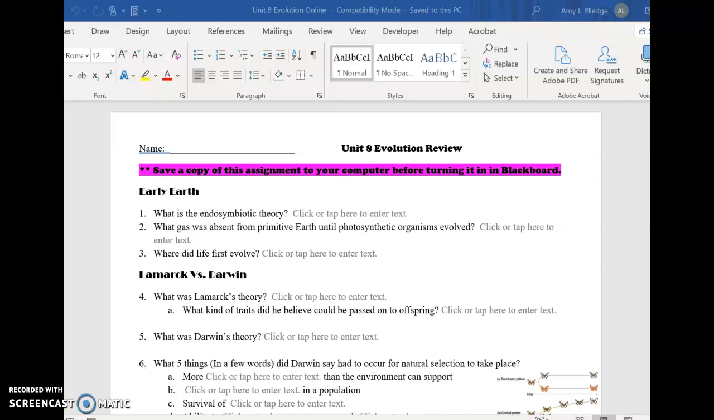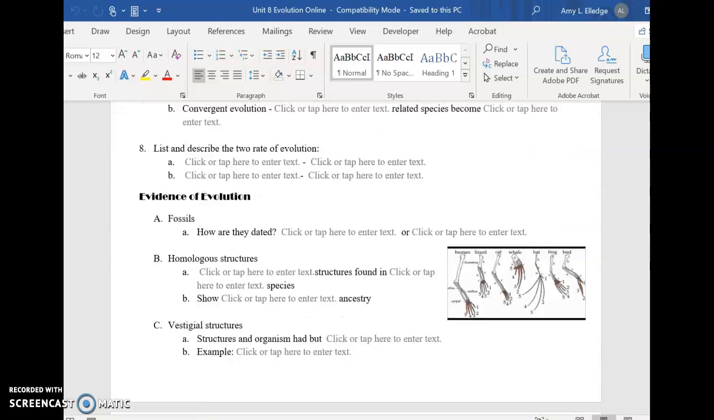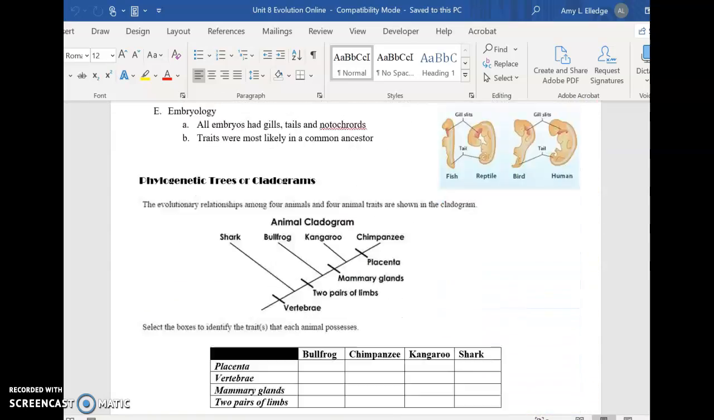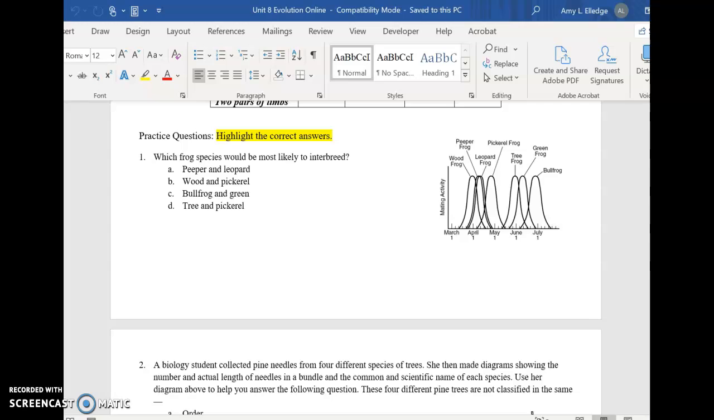Time for Unit 8, Evolution Review. So we're going to scroll on down to our multiple choice questions. And here we are, number 1. Which frog species would be most likely to interbreed?